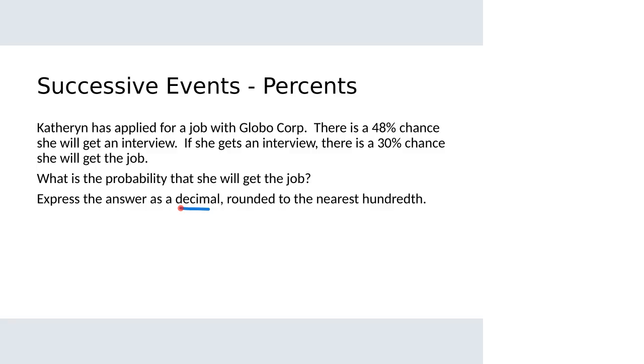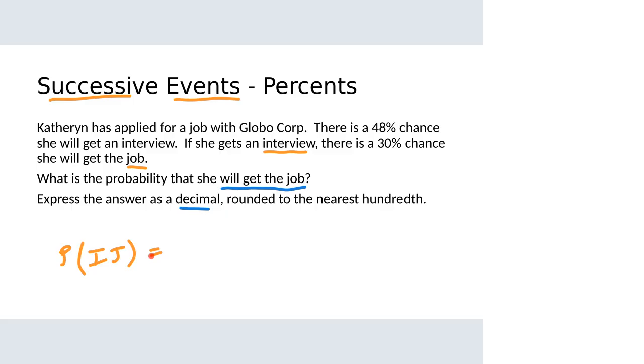And here the question is really just what's the probability she will get the job? Well, what we have to do to see this as a problem that involves successive events is, first she has to get an interview, and then after that, she has to get the job. So the compound probability we're after here is the probability that she gets an interview followed by her getting the job. So those are the probabilities we need to multiply together. Probability of an interview multiplied by probability of a job.